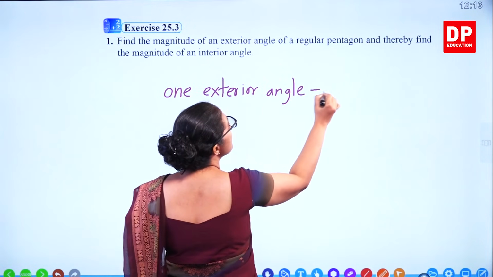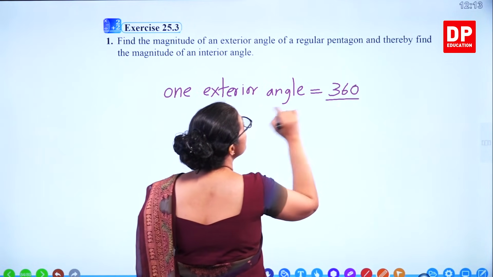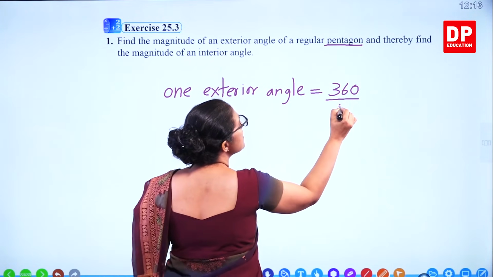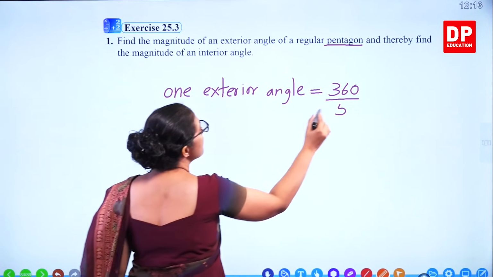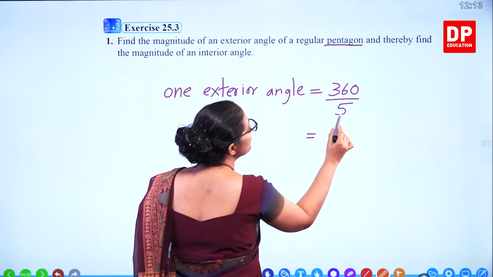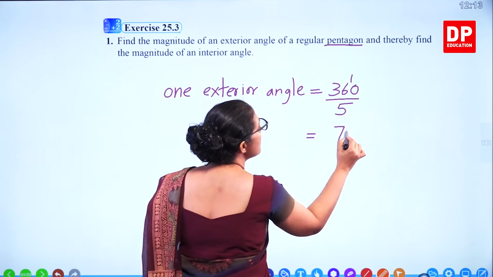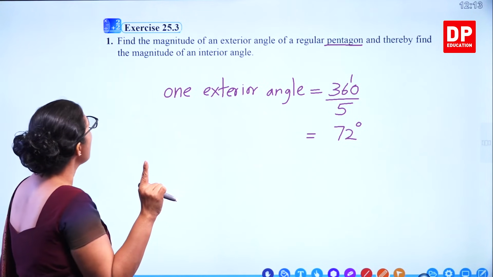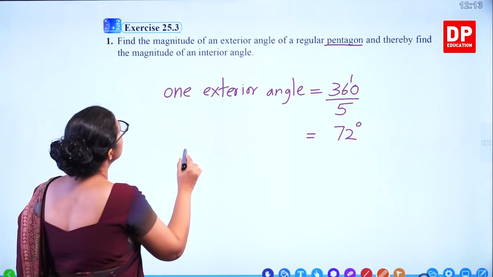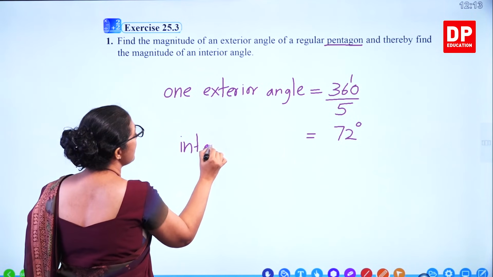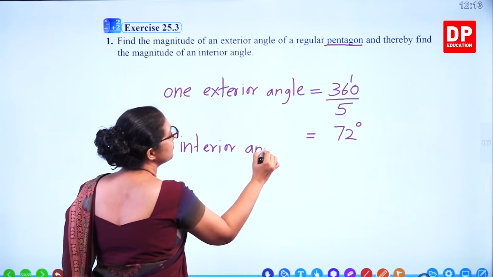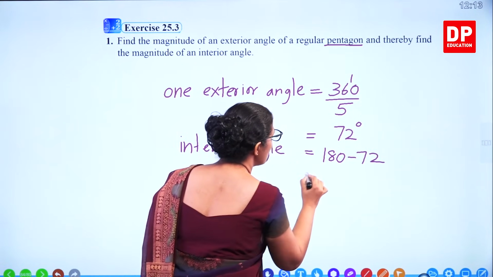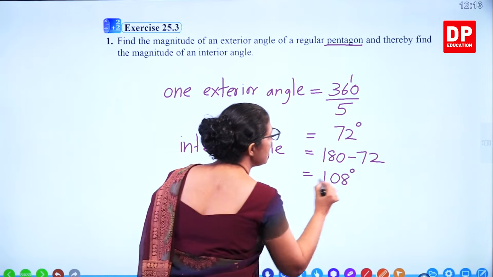We can find out easily by dividing 360 by 5, because pentagon means 5 sides are there. So 5 times 7, 35. So 72 degrees, that's one exterior angle. So how do you find out the interior angle then? Interior angle is 180 minus 72. That's 108 degrees.